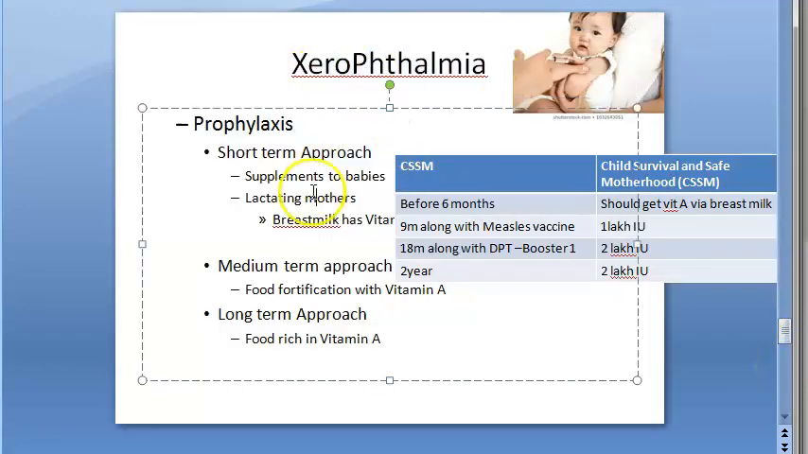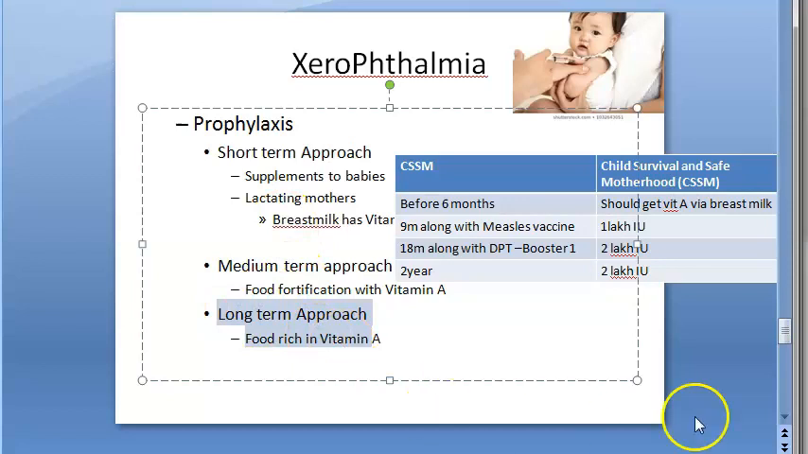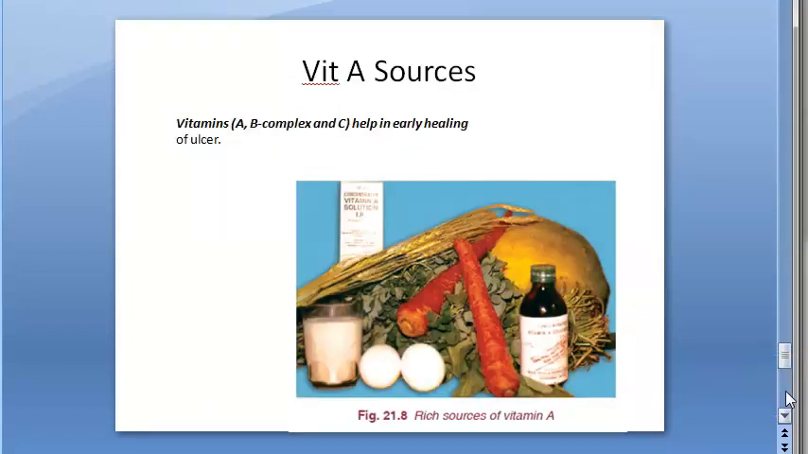Now coming to prophylaxis, they have the CSSM. Before 6 months, it will get vitamin A via the lactating mother. Then at 9 months along with the measles vaccine, 1 lakh international units. At 18 months along with DPT booster, you will give 2 lakh international units. And at the second year, they'll give 2 lakh international units. This is the short term. Medium term is food fortification. Long term is food rich in vitamin A.